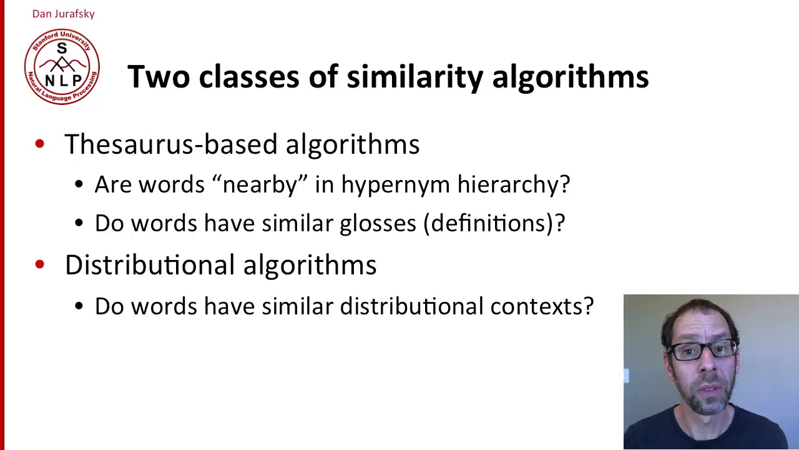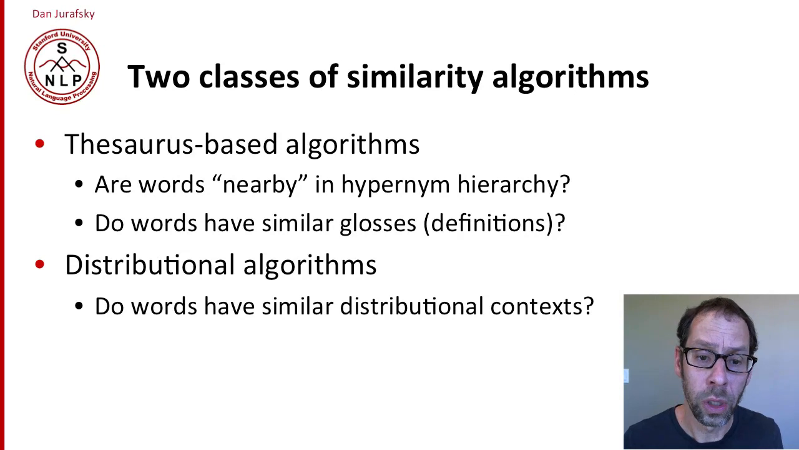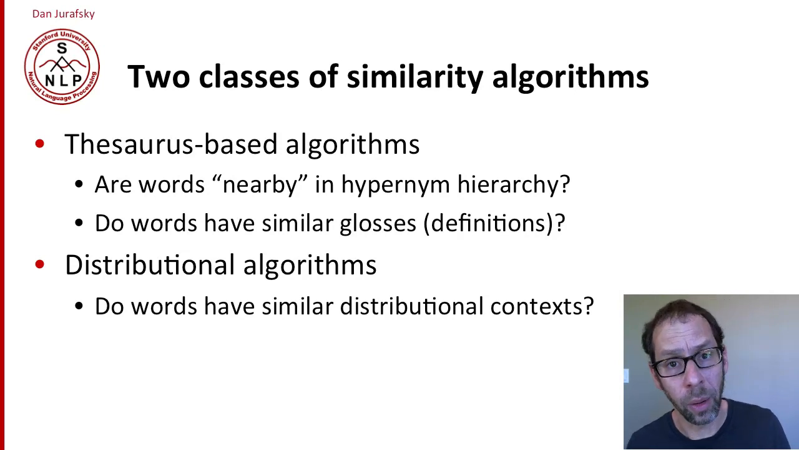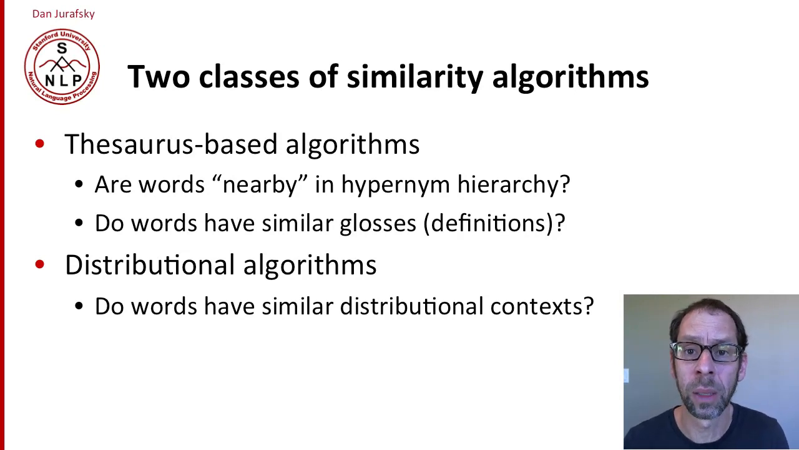There are two classes of similarity algorithms. Thesaurus-based algorithms we'll talk about in this section: are words nearby in the hypernym hierarchy? Or do words have similar glosses? We'll use the hierarchy or the glosses as ways of defining similarity. And distributional algorithms that we'll talk about in the next section: do words have similar distributional contexts?